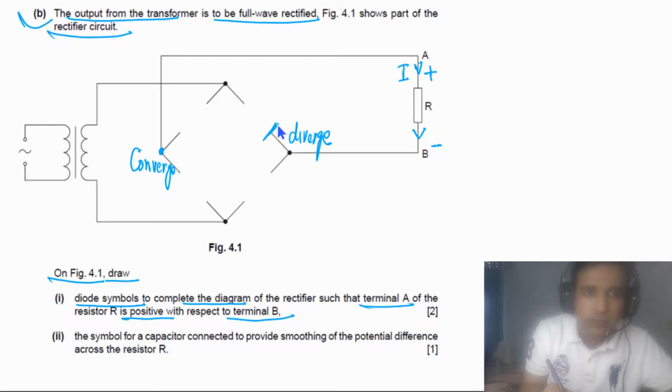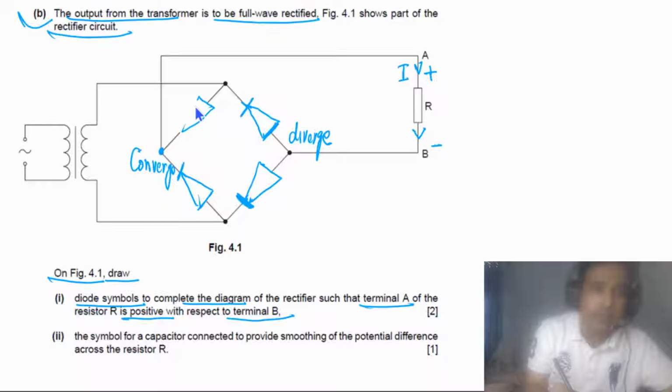So simply we can draw the symbol here, a symbol of diode. This is the typical symbol we use for diode. Here they have to diverge, and here they have to converge to this point. We can draw these diode symbols like this, and here again they have to converge to this point, because this point is connected with the positive terminal of the resistor.